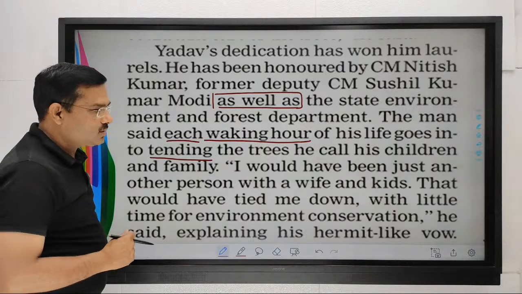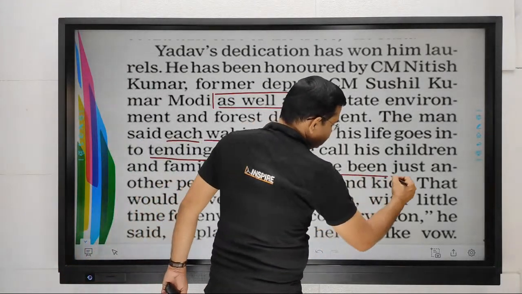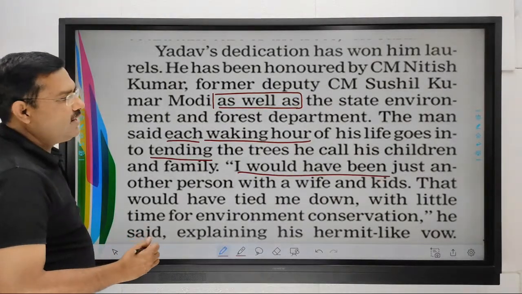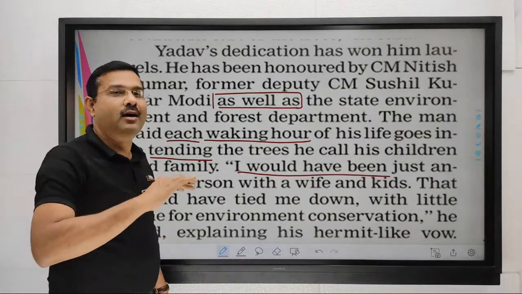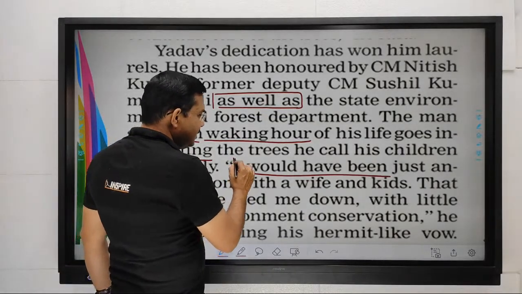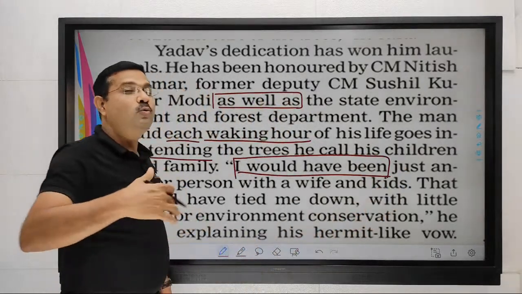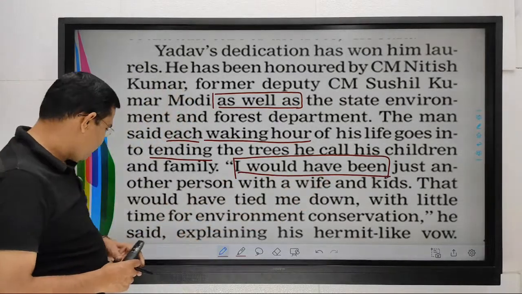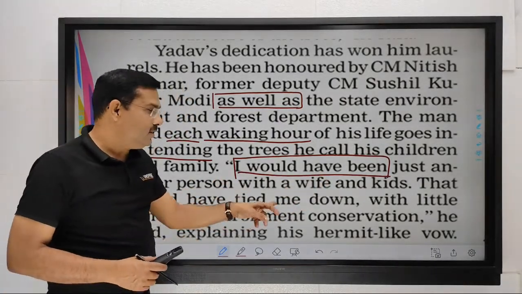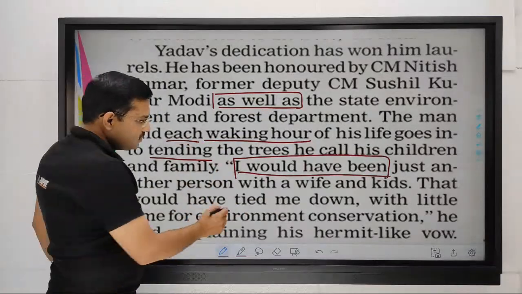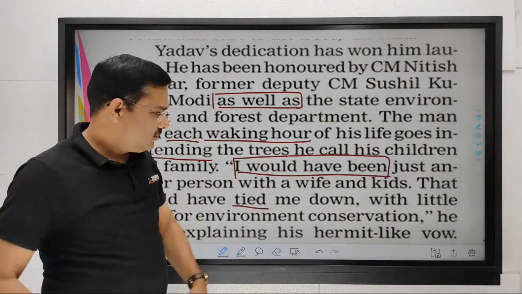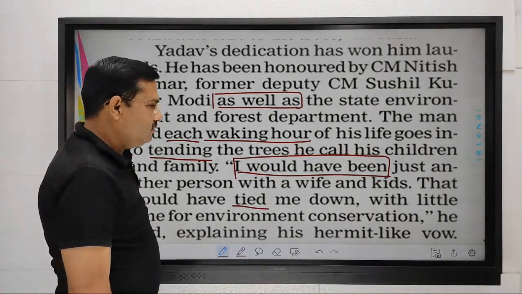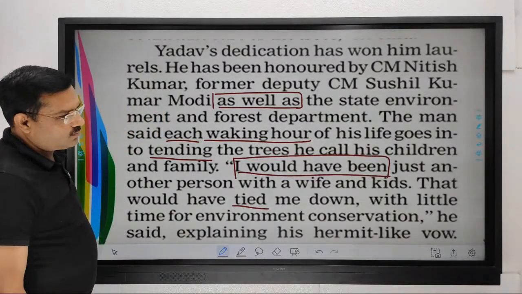I would have been just another person with a wife and kids. See, what is the sense of the sentence? I would have been, main hua hota. That would have tied me down. Tie means bandh lena. That would have tied me down with little time for environment conservation.